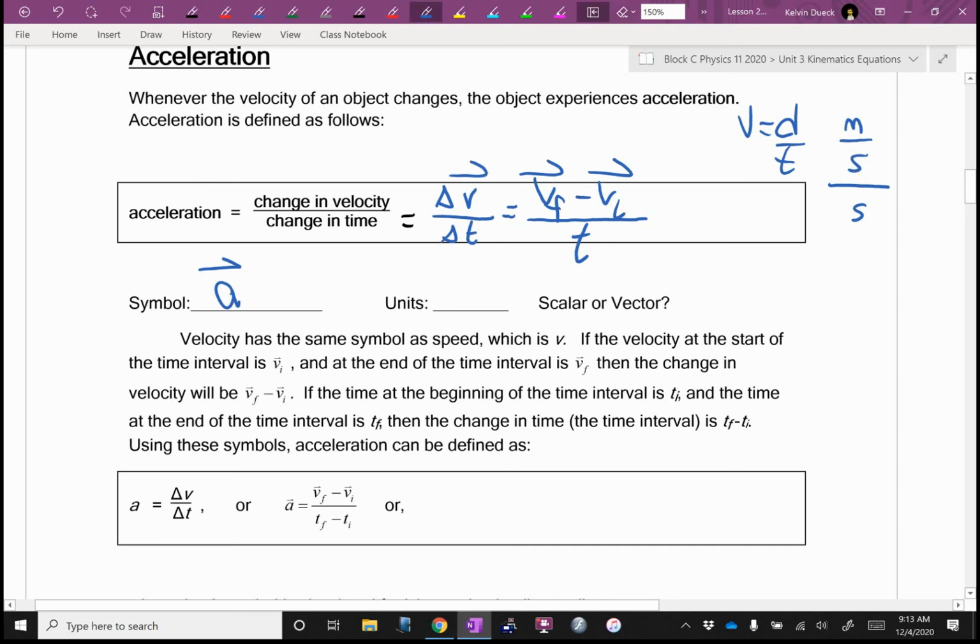This is why earlier I was saying acceleration is meters per second per second, because there are really two S's on the bottom. There's a better way to write that: meters per second squared. And I mentioned that already on the previous page. Who remembers, acceleration, scalar or vector? Vector. Okay.